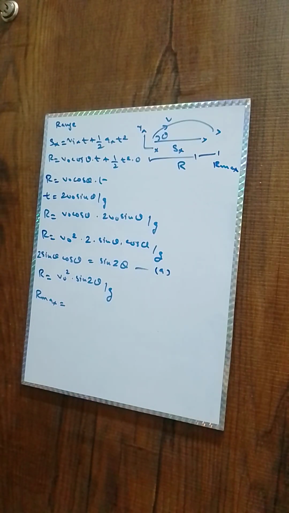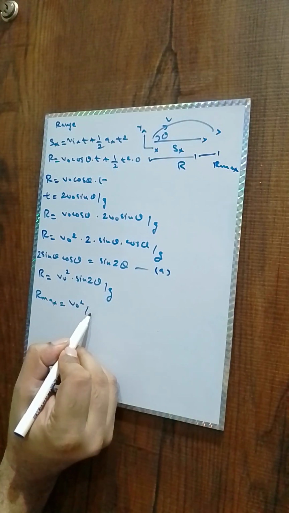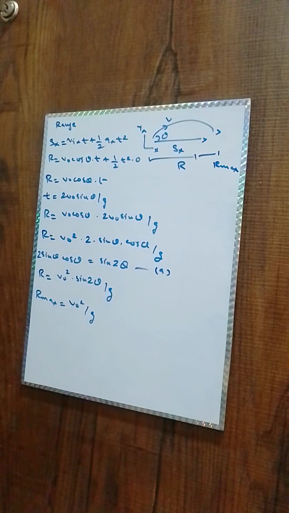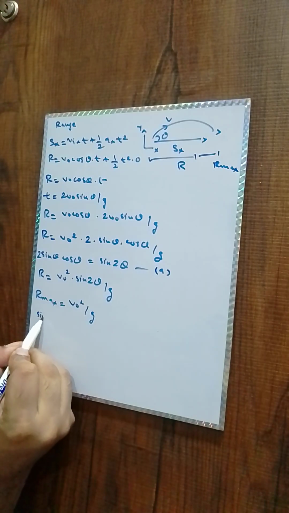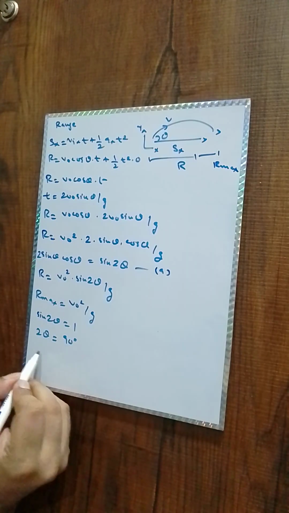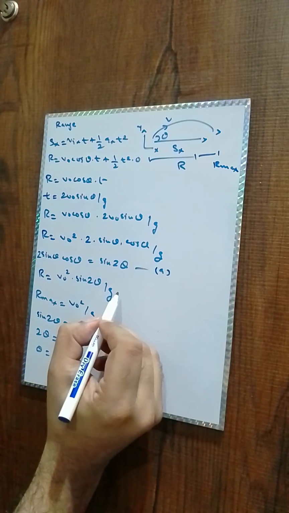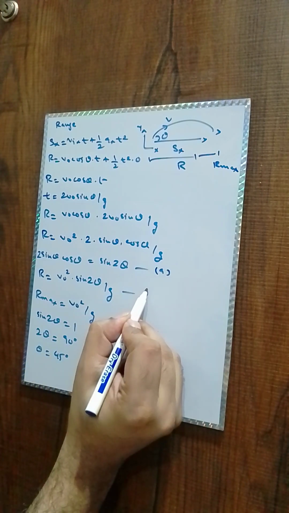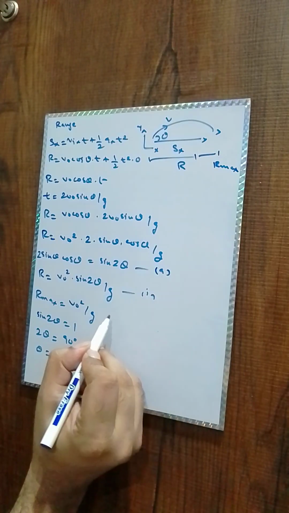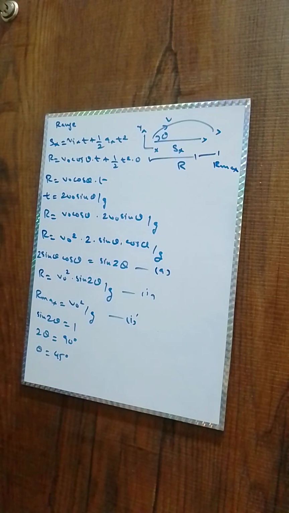So for r max, the maximum range is now very obvious. Sine 2 theta has to be maximum, which is 1. R max is equal to v naught squared by g, which means that sine 2 theta is equal to 1, and 2 theta is basically 90 degrees, and theta is equal to 45 degrees. Okay, so basically this is the form here, and this is the altered version.